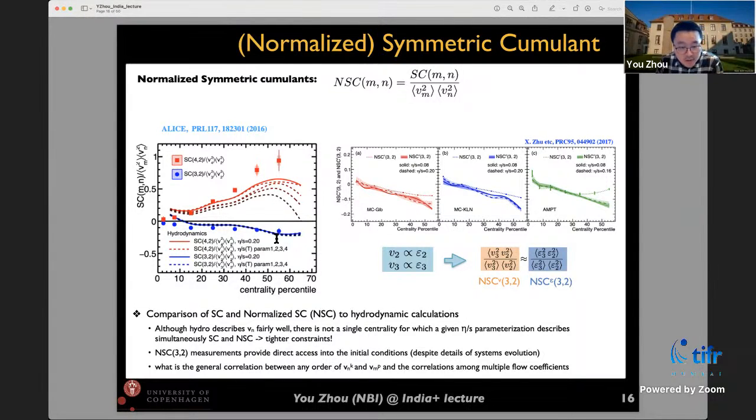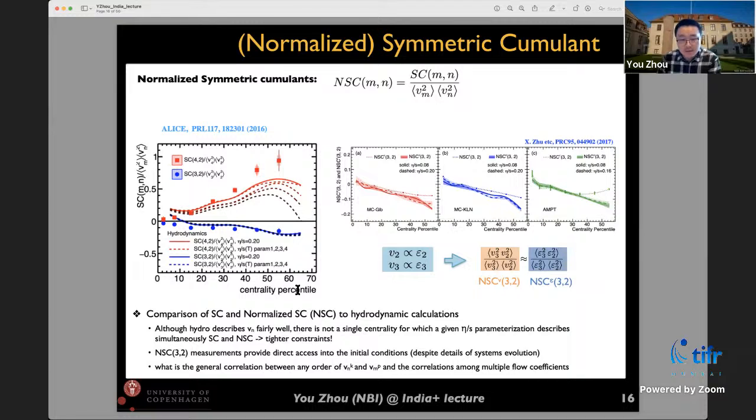And in addition to the measurement itself, we also compare to the hydrodynamic model calculations. In particular, we show different dashed lines, which represent the same initial state model using EKRT, but with different viscosity, different eta over s as a function of temperature. And you can see the correlation between V2 and V4 is very, very sensitive to the eta over s as a function of temperature. So even though all these hydro curves represent a calculation that can describe V2, V3, and V4 simultaneously, they cannot describe the correlation between V2 and V4.